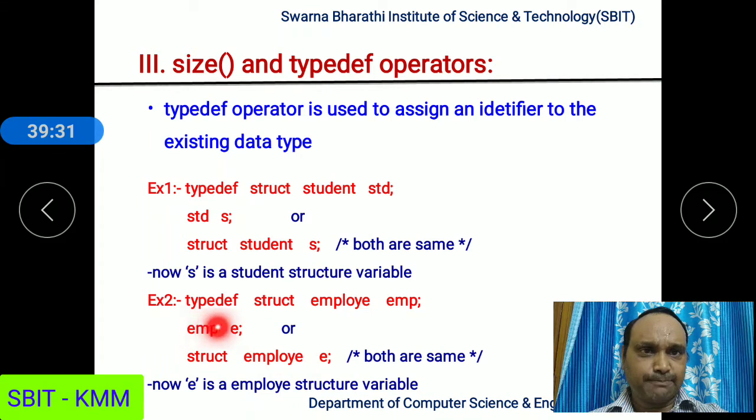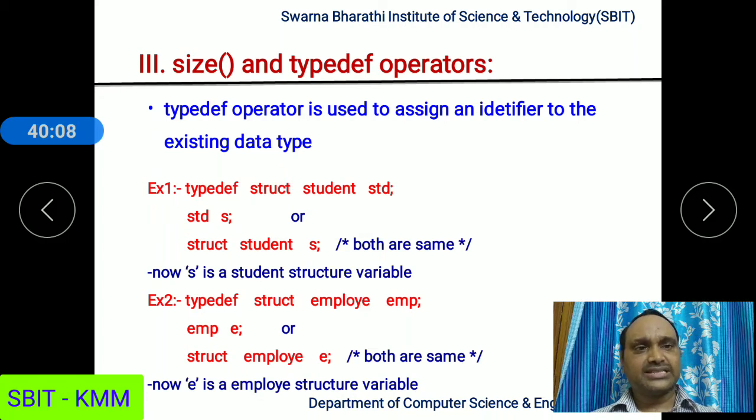Therefore writing emp e or struct employee e, both are the same. Struct employee you are calling as emp. Already you informed the compiler using typedef. Like that, wherever you want to use struct employee, simply you can use emp. If writing struct employee is difficult, you can use emp in that place. Wherever you use emp, the compiler interprets it as struct employee. Here, wherever you want to use struct student, there you can simply use std. Std means the compiler immediately interprets it as struct student.